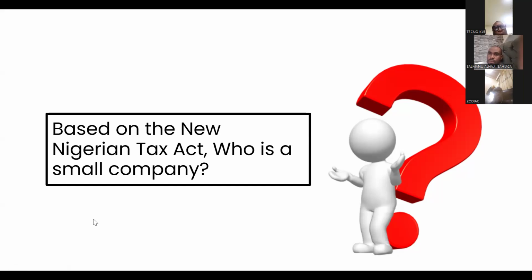But let me make us understand something. In my sessions like this, there is no absolutely correct answer and there is no wrong answer. Why is there no absolutely correct answer? Because there's room for improvement. And why is there no wrong answer? Because no man is an island of knowledge. So feel free, let's have the conversation. Based on the Nigerian Tax Administration Act, who is a small business?